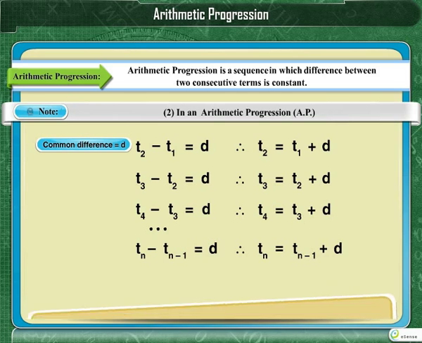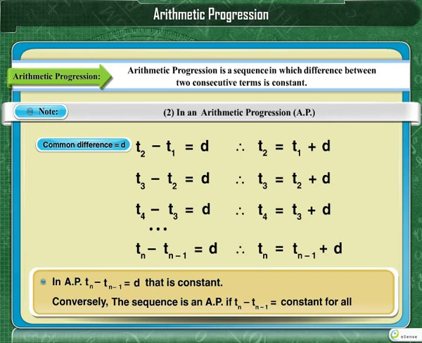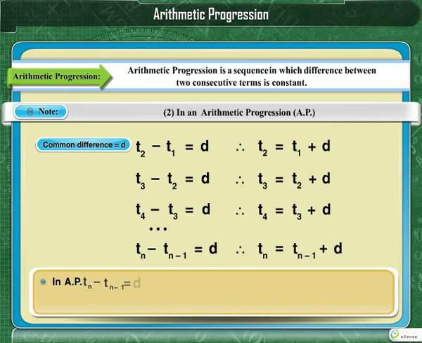In general, we can say that in an AP, Tn minus Tn minus 1 is equal to D, that is constant. Conversely, the sequence is an AP if Tn minus Tn minus 1 is constant for all n belonging to natural numbers. Let us solve some examples based on AP.